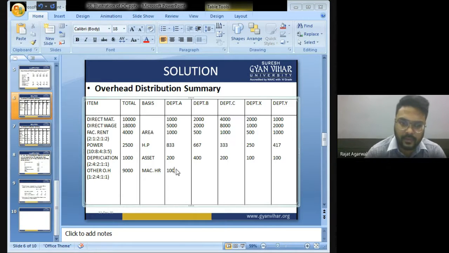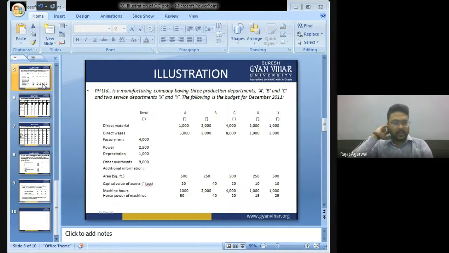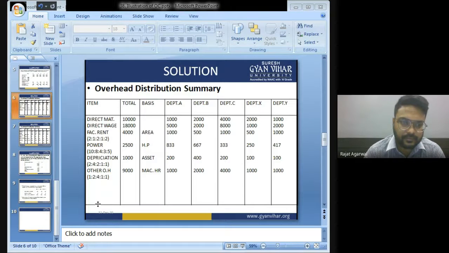It will be 1000, 2000, 4000, 1000, 1000. Is there any other expense? No. We have distributed all the expenses. Okay. So now let us calculate the total.